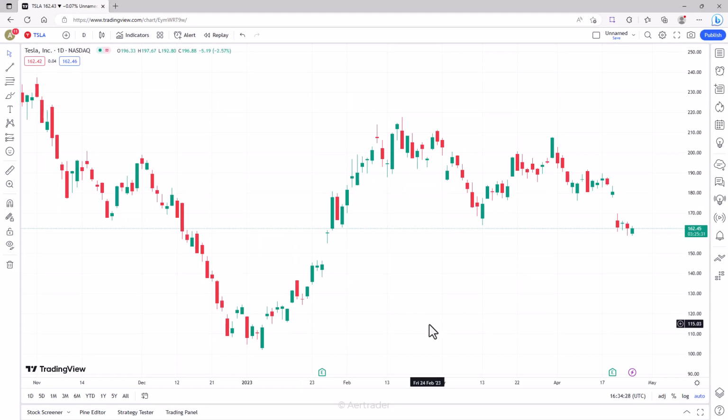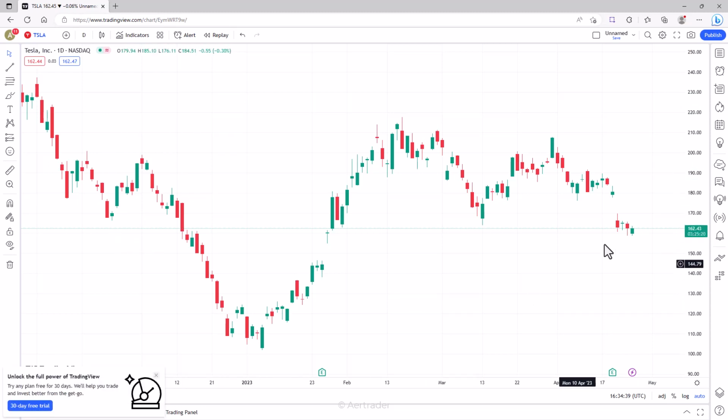On the chart, the x-axis represents time, while the y-axis represents the price. The left-hand side of the chart represents the earliest time period being charted, while the right-hand side of the chart represents the most recent time period. The price levels are typically displayed in increments, with each increment representing a certain price range.